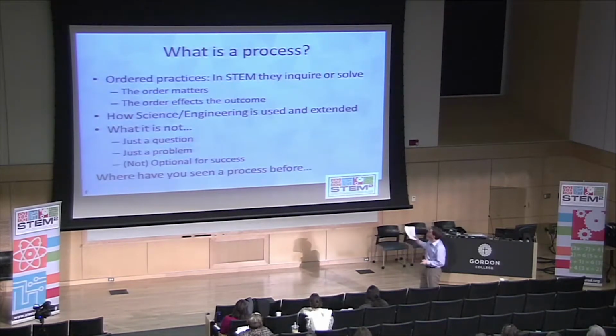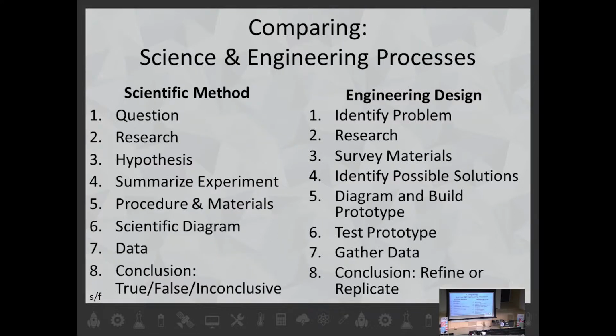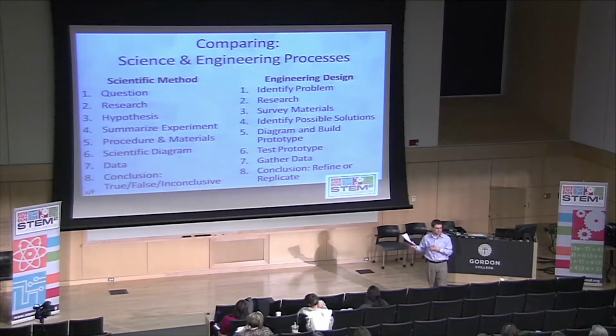So if we move forward a little bit, just to catch people up who haven't been here before, a process is taking practices, and I can show you a list of practices, and putting them into specific order to achieve a goal. In the case of science, you're answering a question. In the case of engineering, you're identifying a problem. Was he doing science or was he doing engineering through his work? Engineering. Why engineering?